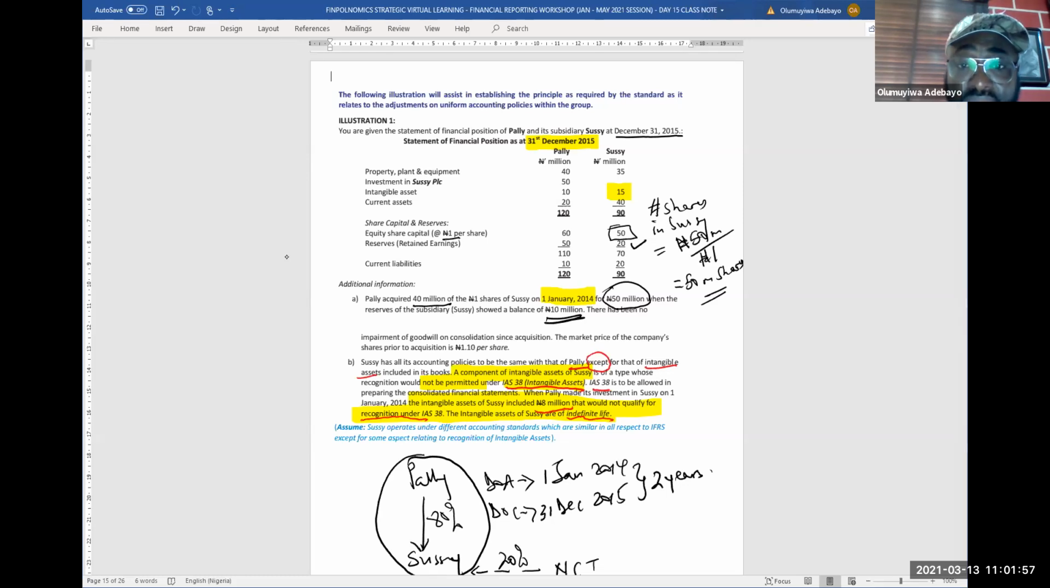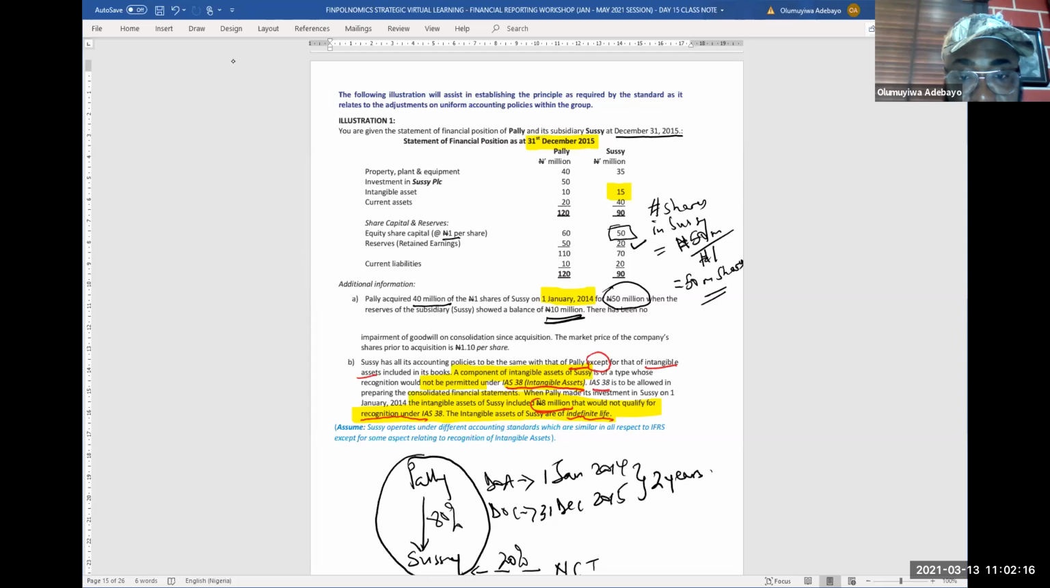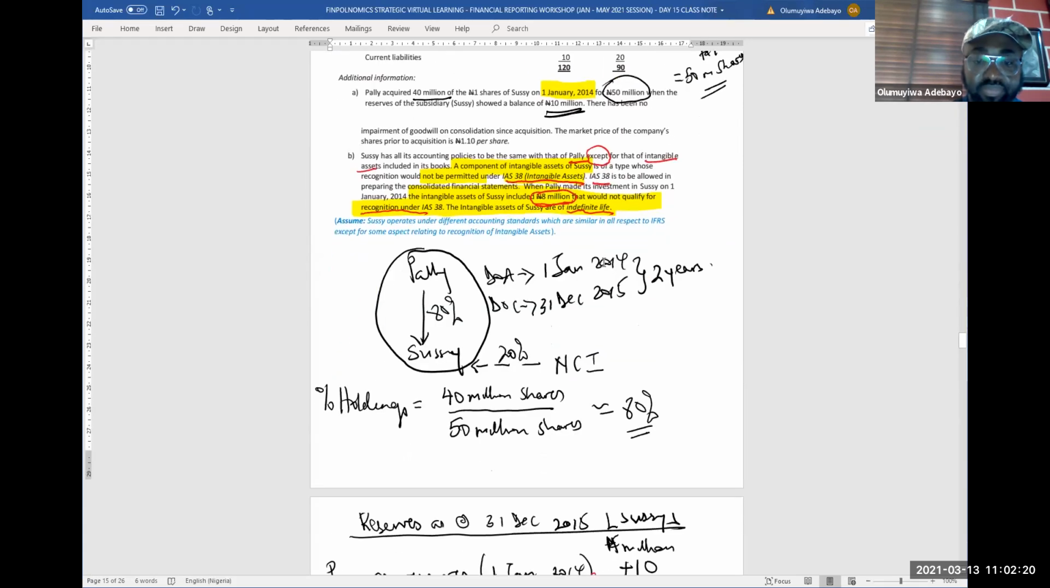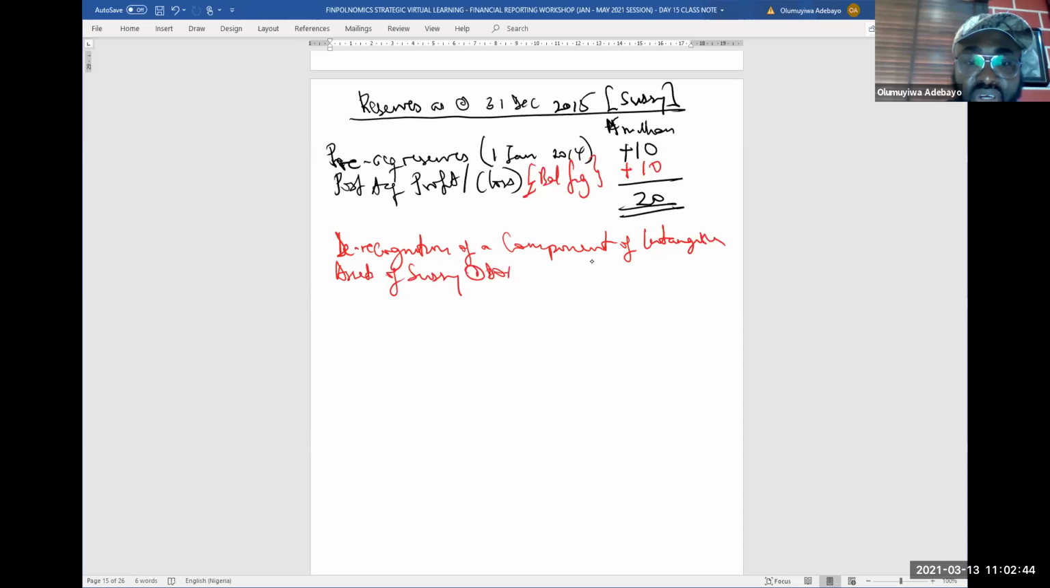Therefore, what do we do? First, we have established that there was no amortization or depreciation, which we'll have also adjusted for, but our only adjustment is to derecognize as at acquisition a component of this 15 million. And what component of it? The component is this 8 million. Now, how do we do that? We come here. Derecognition of a component of intangible assets of SUSI as at the date of what? Acquisition, in line with the requirement of IAS 38.